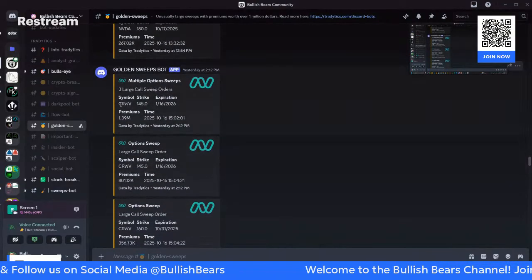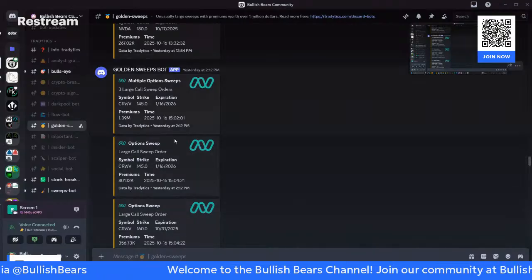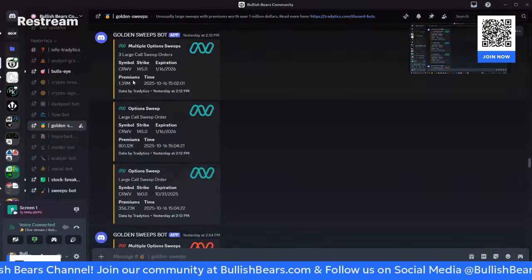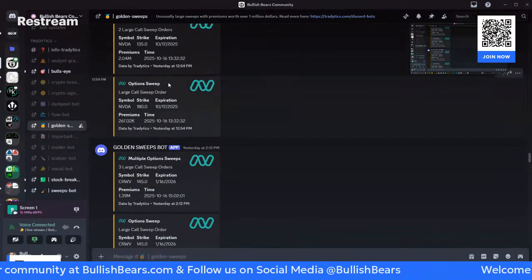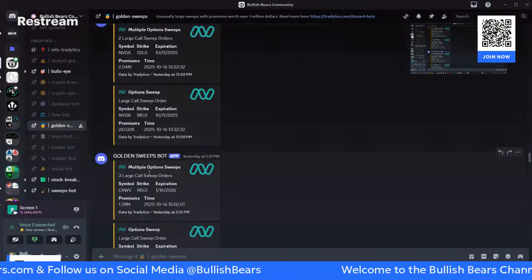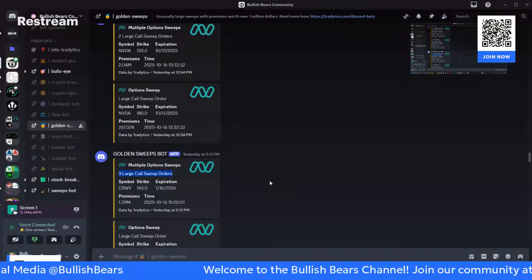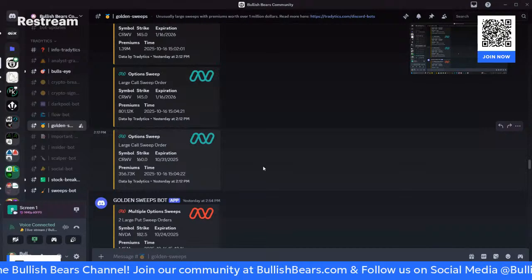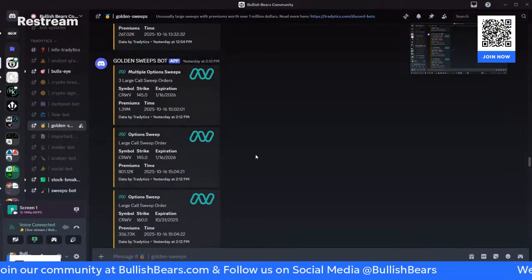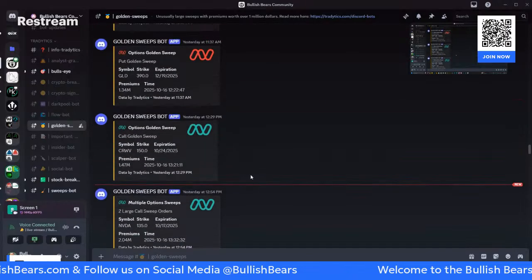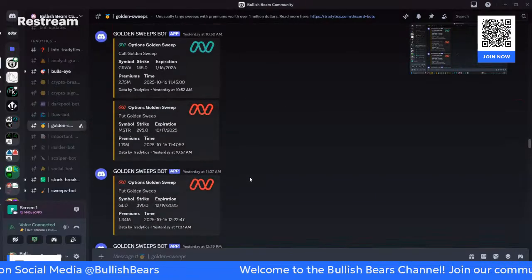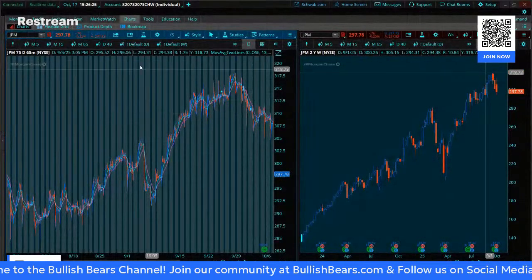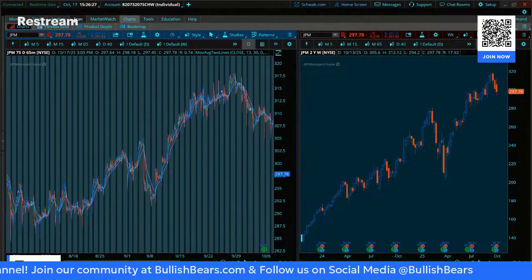Repeat activity, CRWV, same expirations. Well, those two are anyways. They moved up for the 160s on that third one. Oh, and Reddit. There was three large call sweeps for that, and then another one here, and then more here at a different strike. That's a lot of unusual options activity right there. So that can get your attention. And that's a really good way to get UOA action without having to use a scanner.